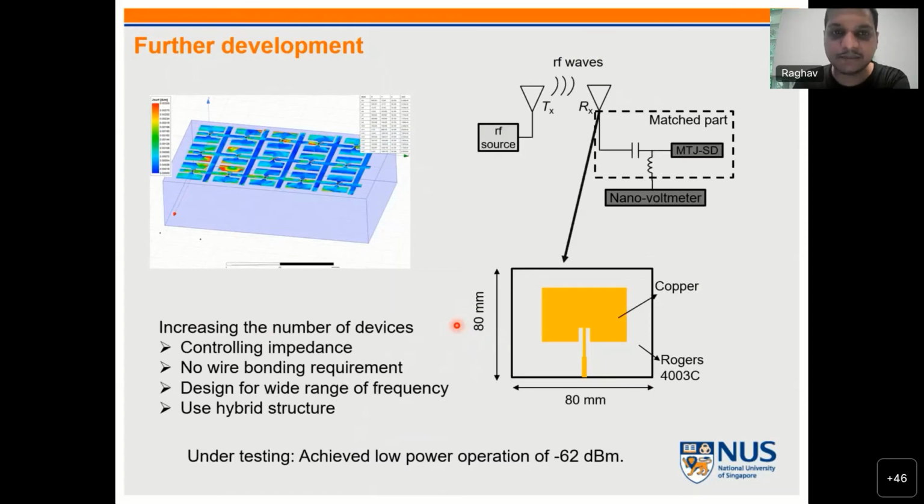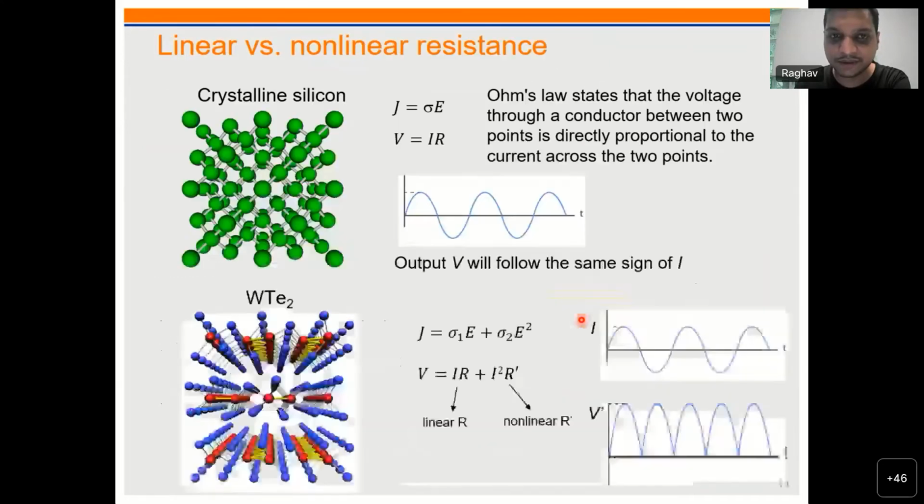Coming to further development, we are also trying to make some kind of on-chip antennas, and also we are trying to do some impedance matching for realizing these kinds of spin diodes for actual applications. We have already achieved low power operation of -62 dBm using this kind of matched antenna. So this is very useful for the actual application from the Wi-Fi router.